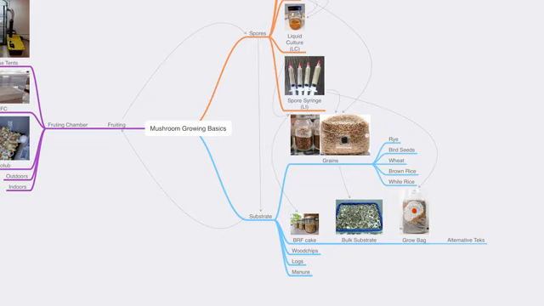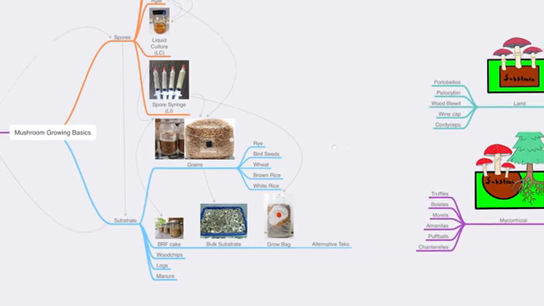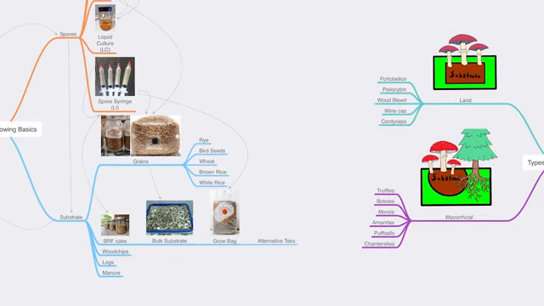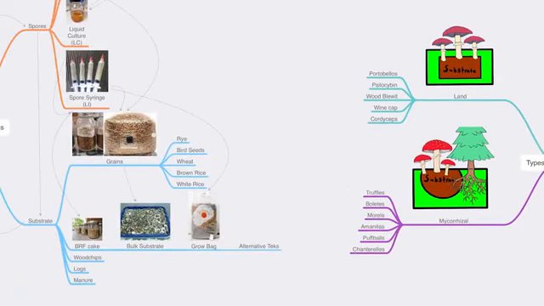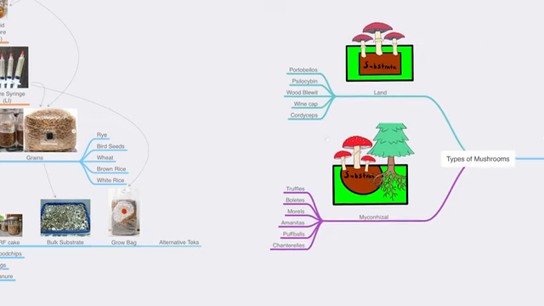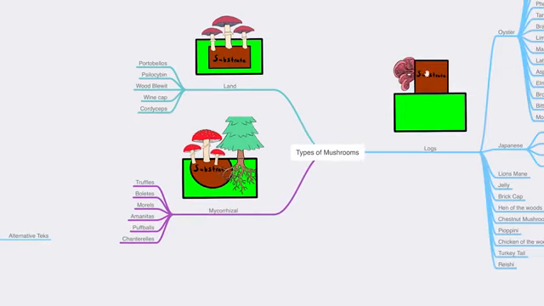Again, how you set up your substrate will depend on what type of mushroom you are working with. If you're working with a land mushroom, you may use wood chips or manure, right? Because these mushrooms are fruiting straight up. If you are working with a log mushroom, you may use a bag or logs, right? Because these mushrooms are fruiting to the side.